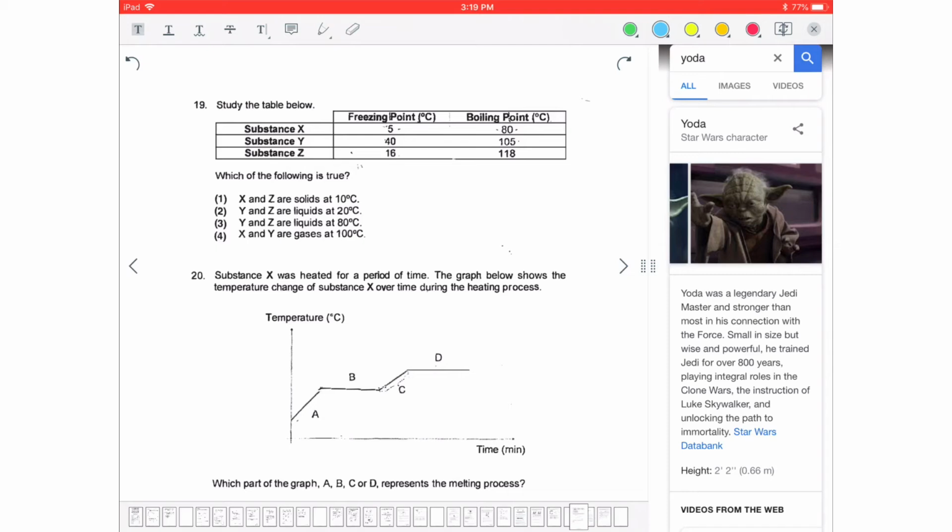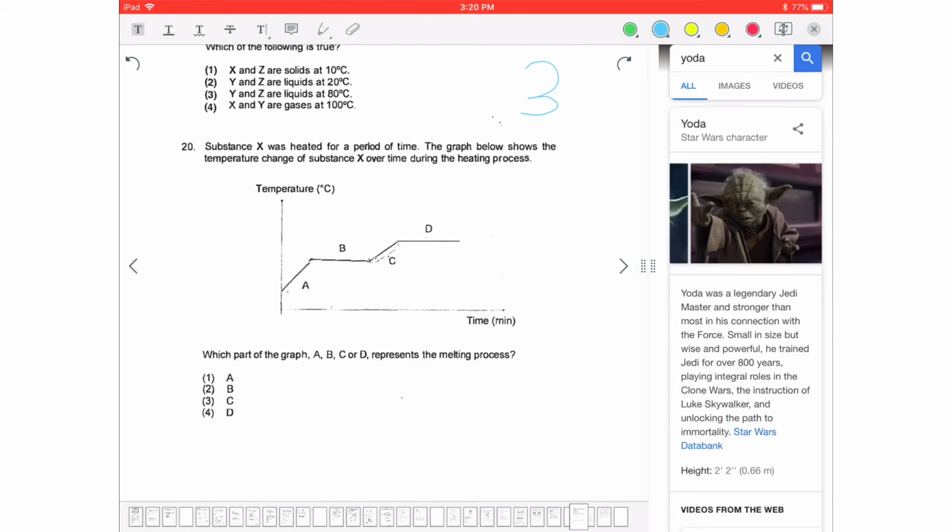19. Okay, so freezing point. Now, as long as the temperature is between these numbers, it is liquid. Okay, after boiling point it becomes a gas. So after freezing point it becomes a liquid. So the answer is actually 19, it is 3. Why? Because Y and Z are liquids at 80. Now 80 is both above the freezing point and below the boiling point. So it is a liquid. Right? Next.